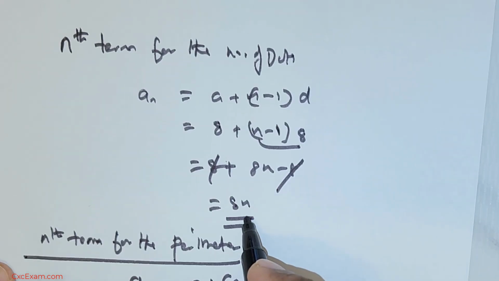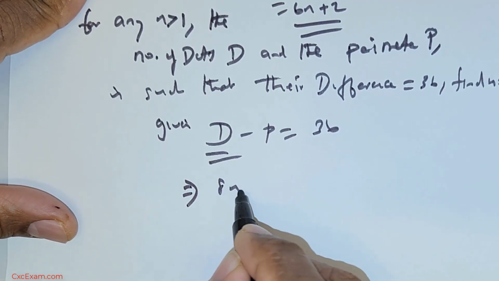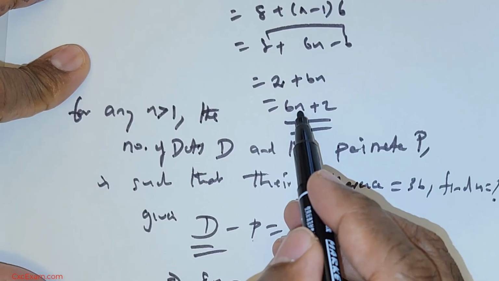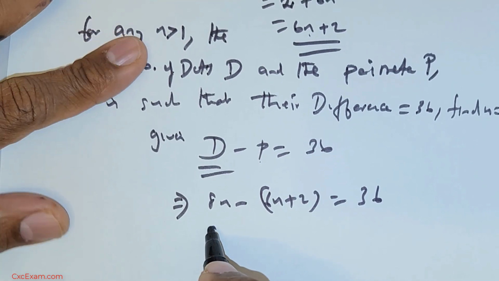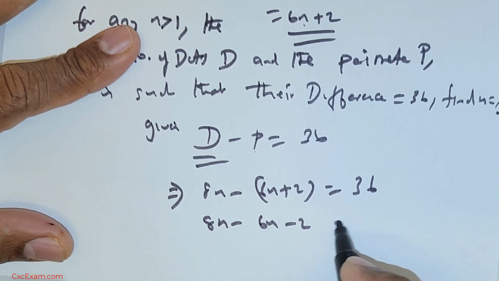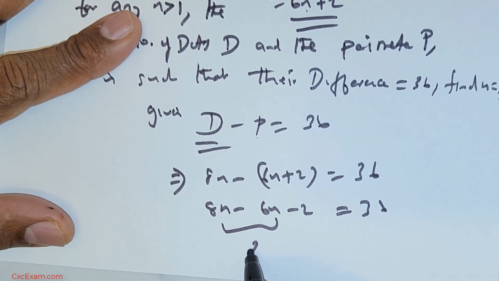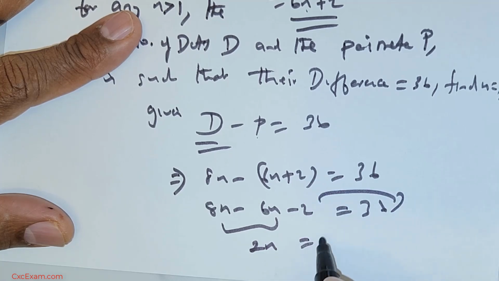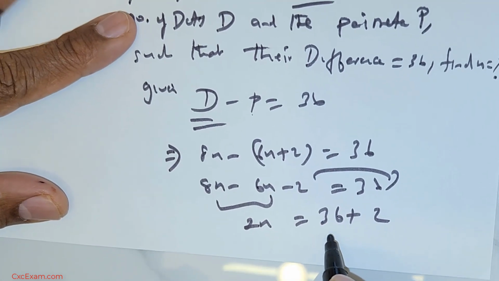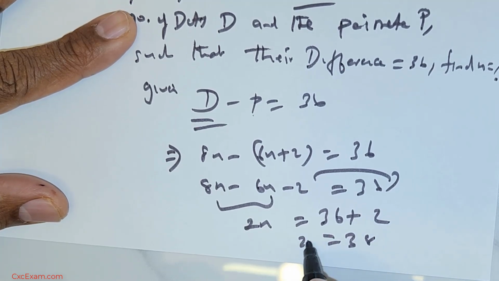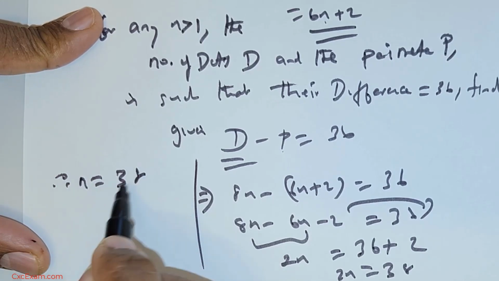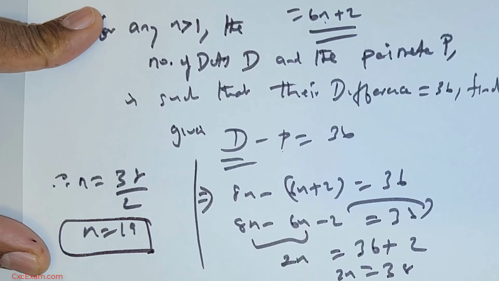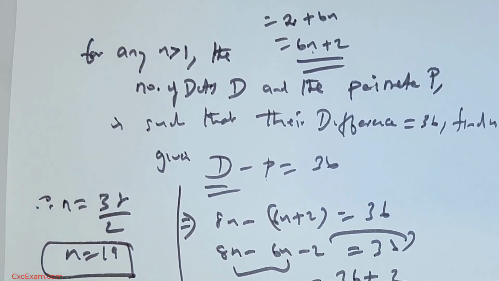But what is d? It is 8n. So minus p is 6n positive 2. So 8n minus 6n positive 2 is equal to 36. So this is 8n negative 6n negative 2 is equal to 36. This is going to give you 2n. Negative 2 you take it to the other side. So 36 positive 2. That's 38. So this is 2n is equal to 38. So therefore n is equal to 38 divided by 2. So n is equal to 19. So that's the solution, and we have successfully completed all the short questions. Now we need to move on to the longer ones.